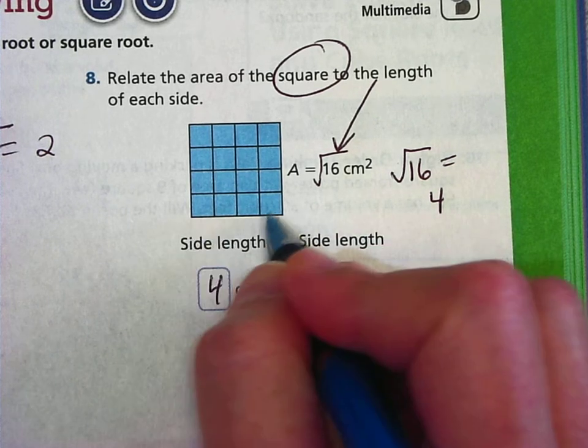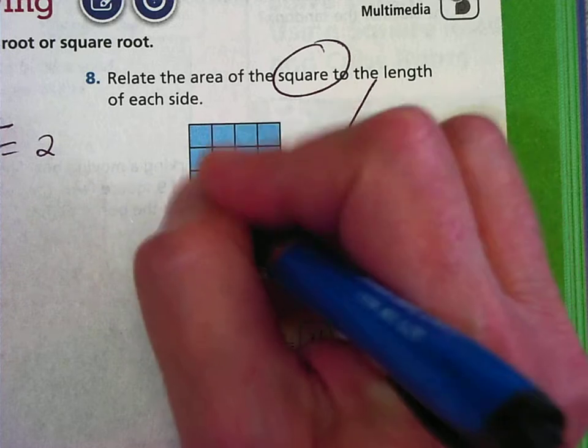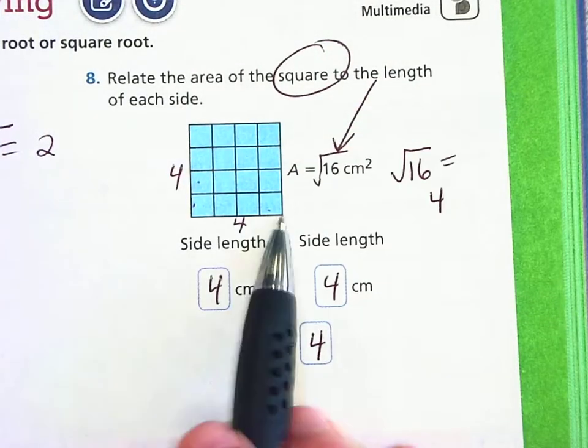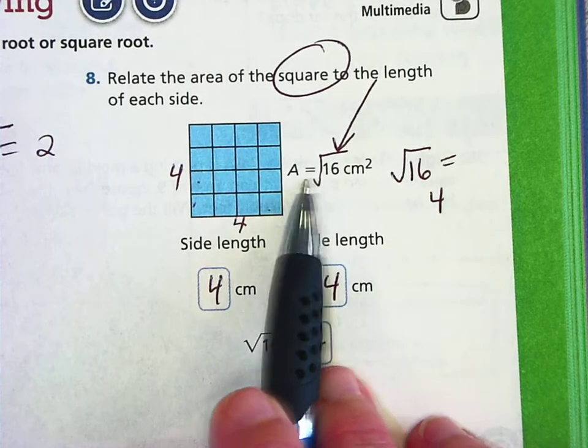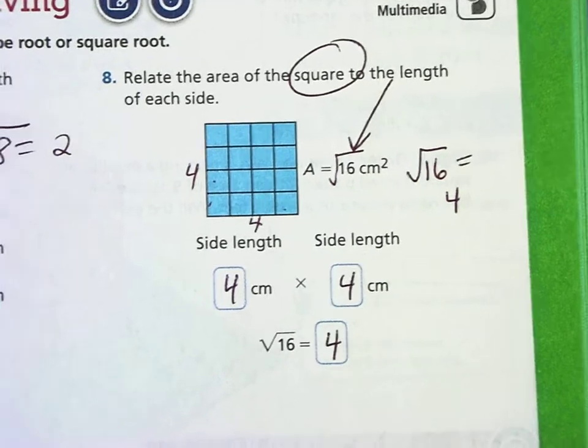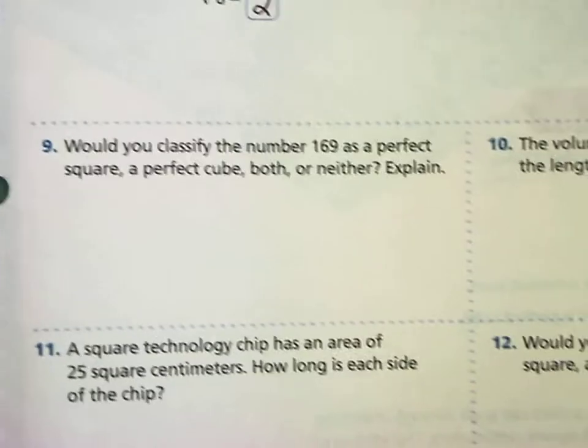That means each side, look, 1, 2, 3, 4. Each side is 4 units long. So 4 times 4 is that area. So just square root it if it's a square. Okay, so now let's take a look at this one.